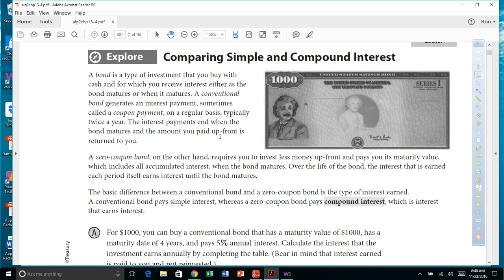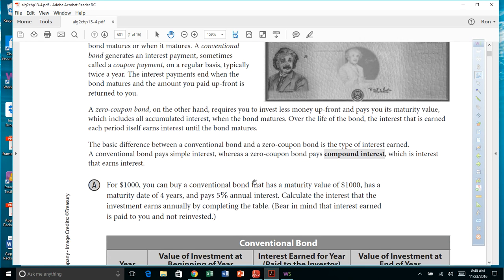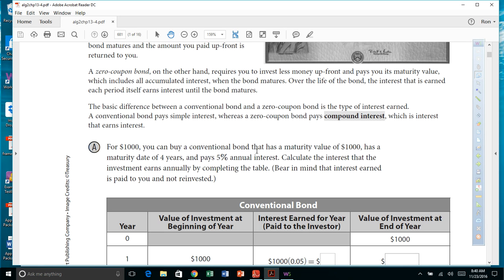A zero coupon bond, on the other hand, requires you to invest less money up front and pays you its maturity value, which includes all accumulated interest, when the bond matures. Over the life of the bond, the interest that is earned each period itself earns interest until the bond matures. The basic difference between a conventional bond and the zero coupon bond is the type of interest earned. A conventional bond pays simple interest, whereas a zero coupon bond pays compound interest, which is interest that earns interest.